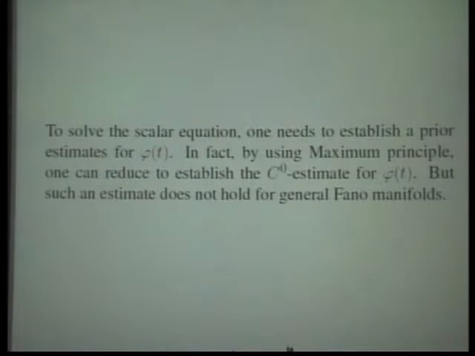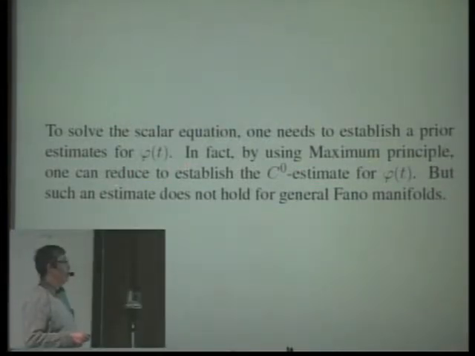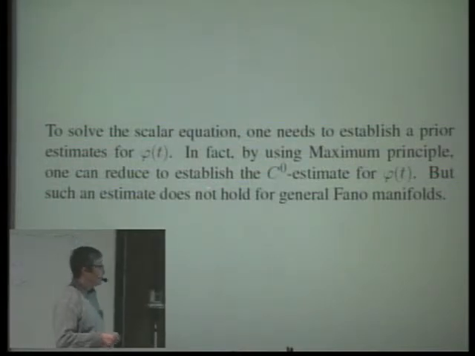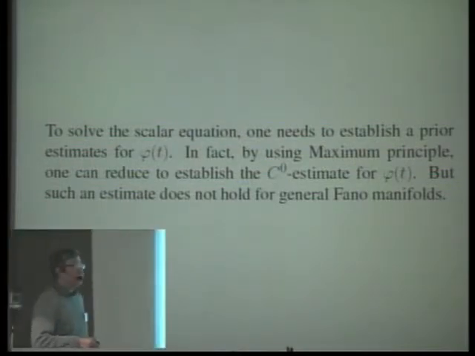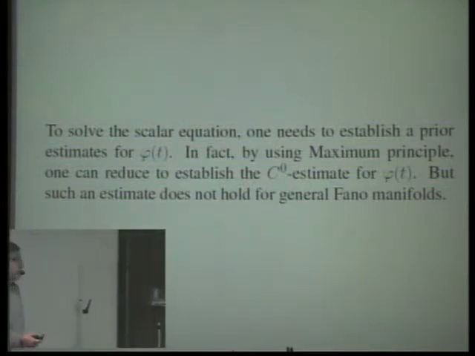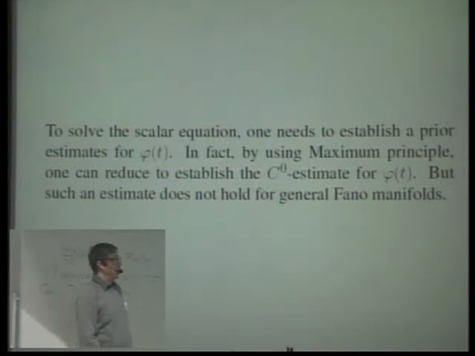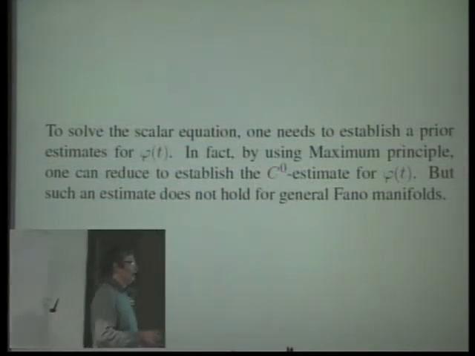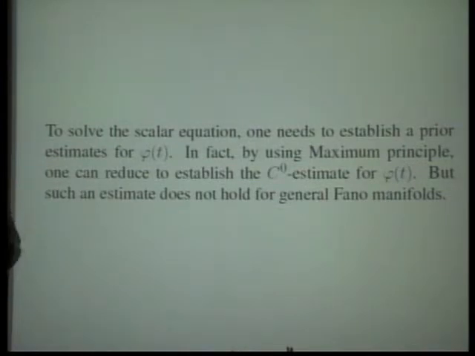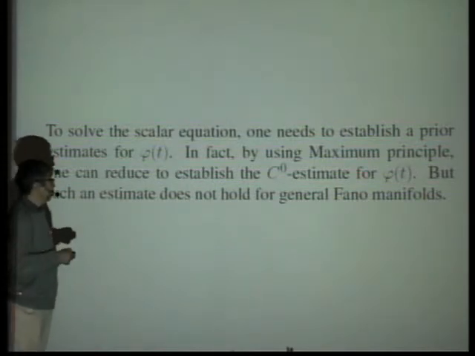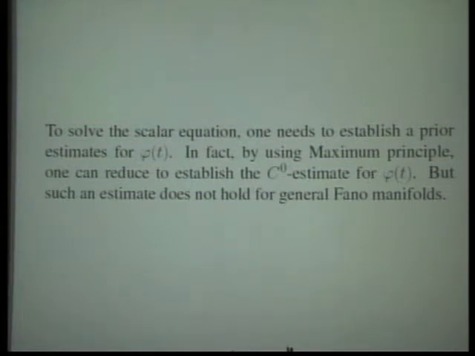To solve the scalar equation, we need to establish a priori estimates of phi t. In fact, by using the maximum principle, one can reduce this to establishing a C0 estimate of phi. All other things, using the Calabi estimate and the Aubin-Yau estimate for second derivatives, eventually reduce to only the C0 estimate. If lambda is zero or negative, the maximum principle will give you a C0 estimate. That is why you can reprove the Aubin-Yau theorem.